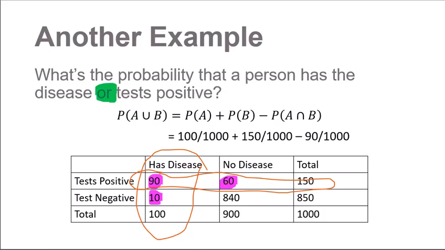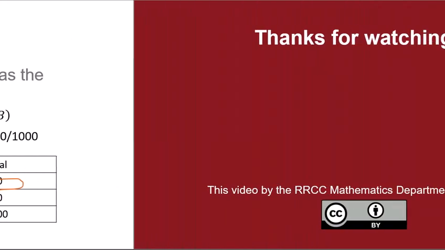What's important here is that when you have overlaps like this, the 90 people here, that you're not double counting those possibilities.